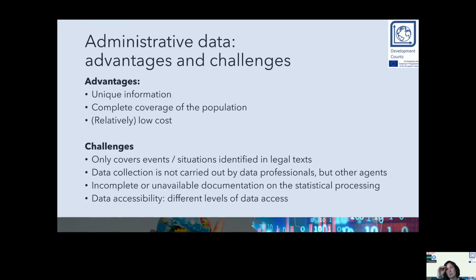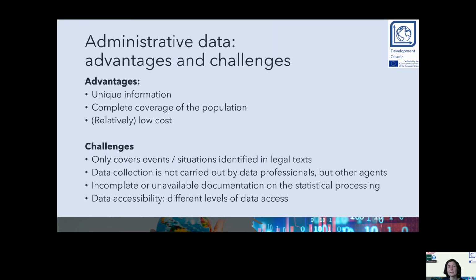For example, it provides unique information on certain topics, for example, the number and characteristics of beneficiaries of public programs. It also allows complete coverage of the population we are studying, and we can analyze the cases of thousands and even millions of individuals. All of this is possible at a relatively low cost, as there are no specific costs related to data collection and only for statistical processing.